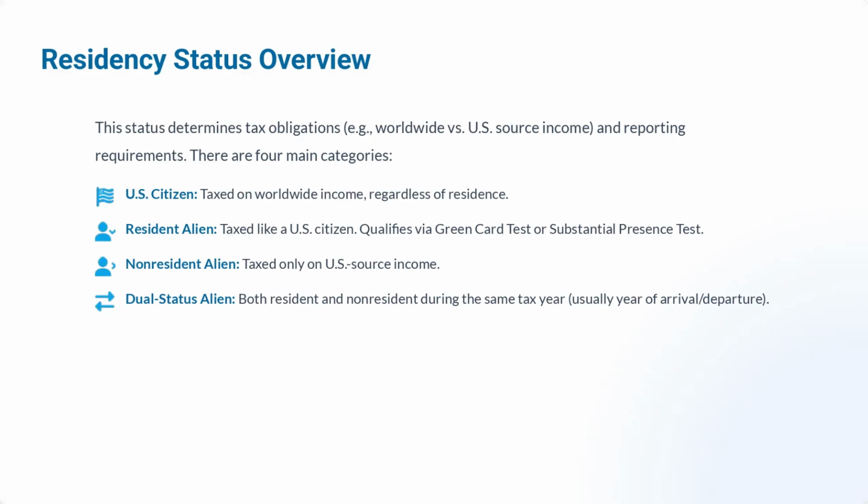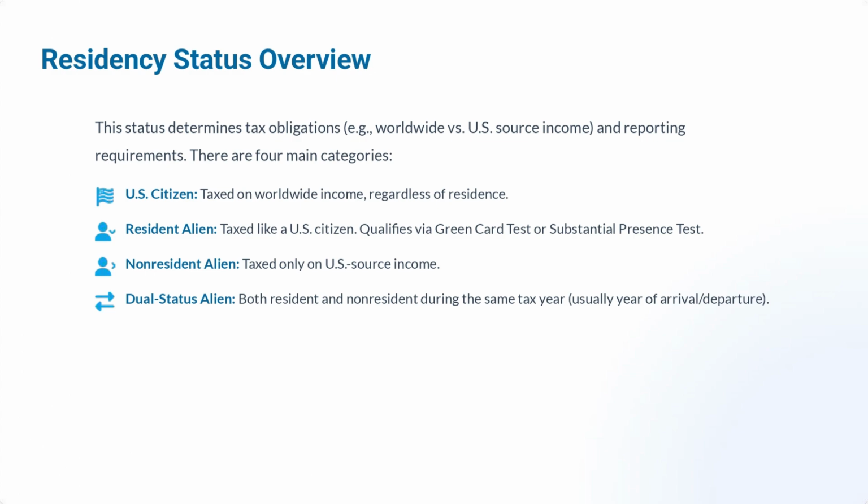Types of residency under US tax law. There are 4 residency categories you must understand. Number 1. US citizen. Number 2. Resident alien. Number 3. Non-resident alien. Number 4. Dual status alien. Let's explore each one and how it affects tax obligations.